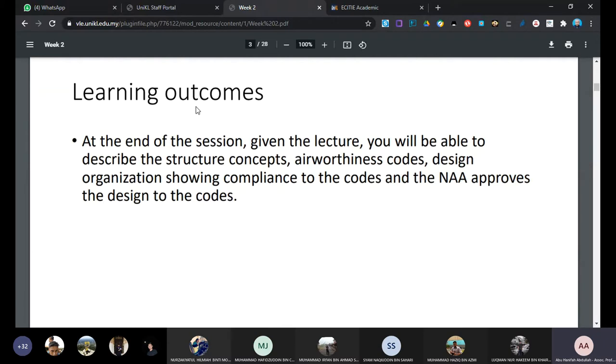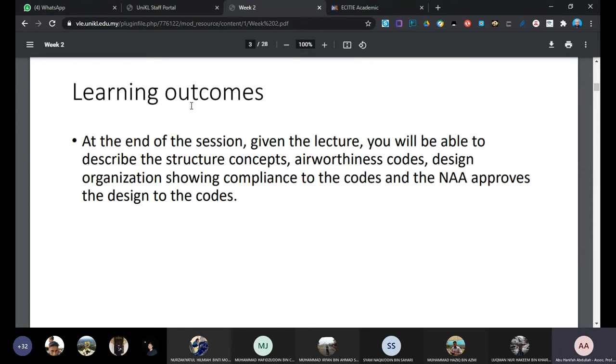Learning outcome, what is expected from you? You are able to understand the concept of the structure, design, and able to understand there are design requirements which you need to comply with for you to be able to have your repair approved by the authority. And also you are able to understand there is an organization which will be your future employer, which is a design organization approval, or they call it Part 21 Subpart J organization.